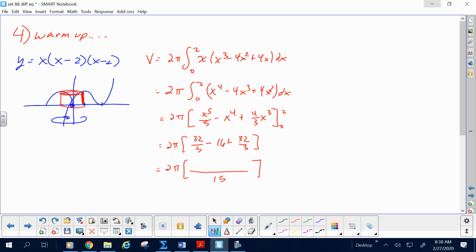What did you multiply this first one by? 3. What's 32 times 3? 96. Cool. What did you multiply this second term by? 15. What is 16 times 15? 240. How'd you do that? Just out of curiosity, how does your mind work?